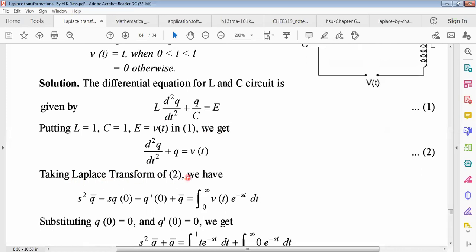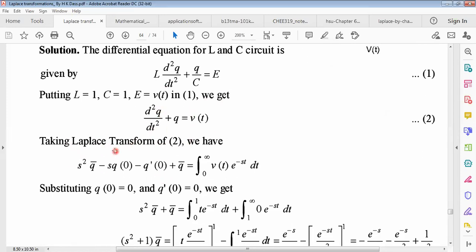Now taking the Laplace transform as usual on both sides. Here Q is the dependent variable and t is the independent variable. Remember it. And this is a second order ordinary differential equation. So the Laplace transformation of the double differentiation of Q(t) will be s² Q bar minus s times Q(0) minus the first derivative of Q(t) at t equals 0.